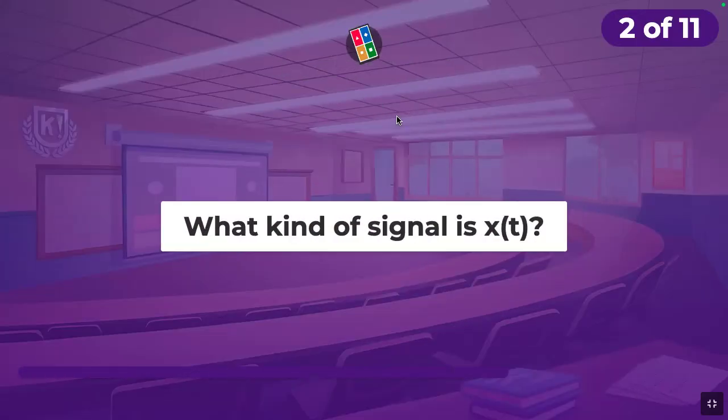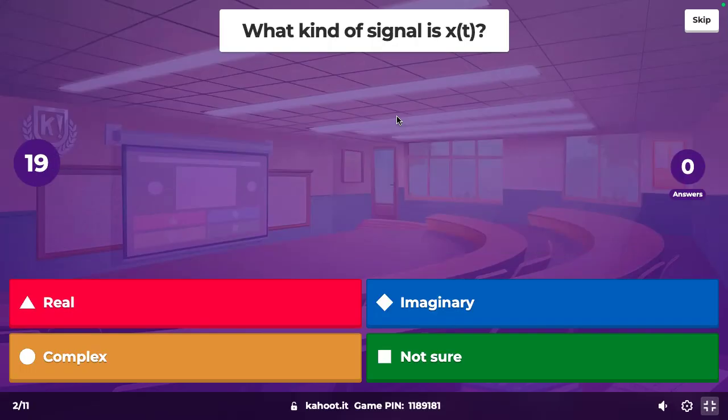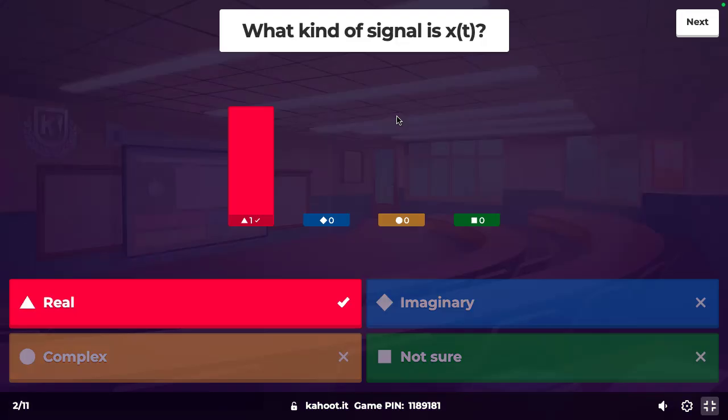We have 10. Okay. Yeah. Which kind of signal is that? Yeah. It is real, but it is neither even nor odd. Yeah, it is real because actually, yeah.